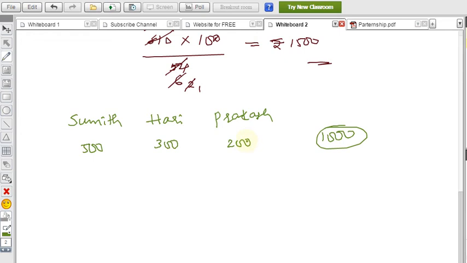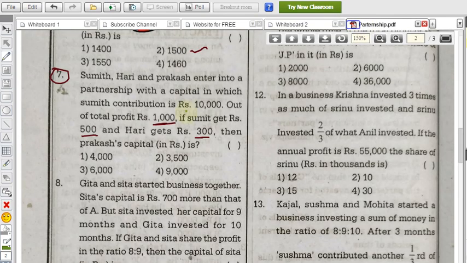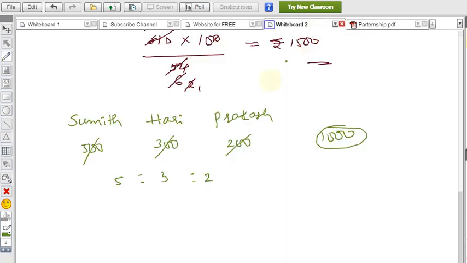Now this is the profit ratio. If we simplify by hundreds, it is 5 is to 3 is to 2. Now we got the profit ratio. Then the capital is given: if Sumit's contribution is 10,000, then what was Prakash's capital? These steps come after getting the ratio.